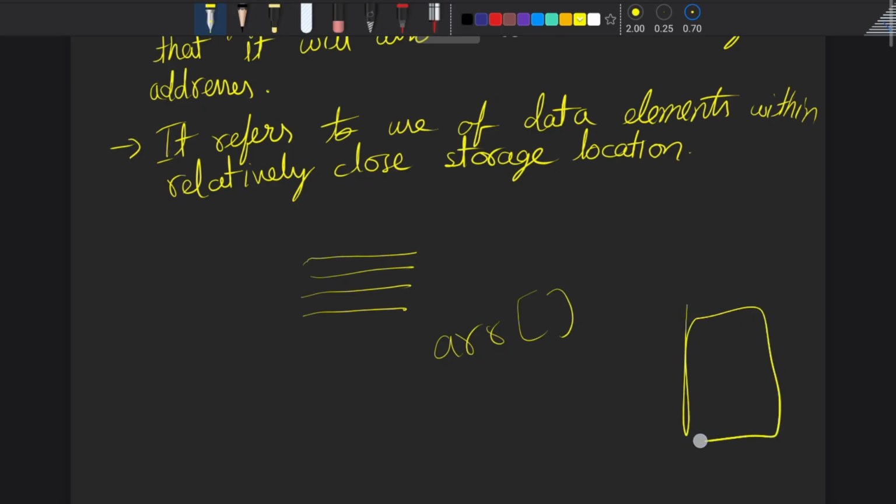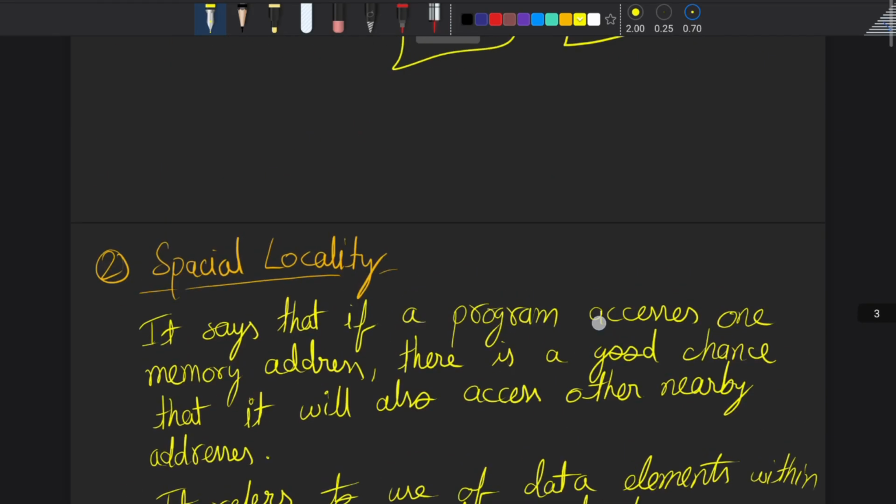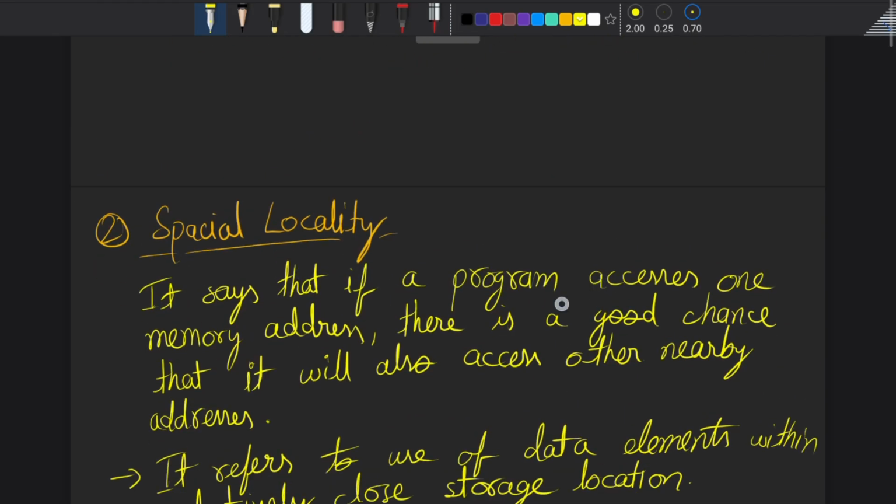So for example, if this is our memory and we are accessing this value, then we will also access the next value. And that's what spatial locality says. It says that if a program accesses a memory address, there is a good chance that it will also access other nearby addresses.